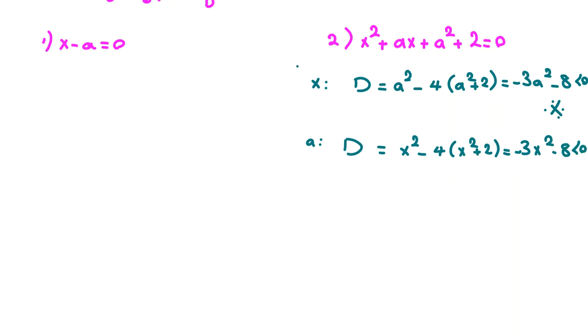Let me tell you another approach here. That was solution 1 for this part, and this is solution 2. Solution 3: I can use identities. I can say x squared plus ax is x plus a over 2, all squared.